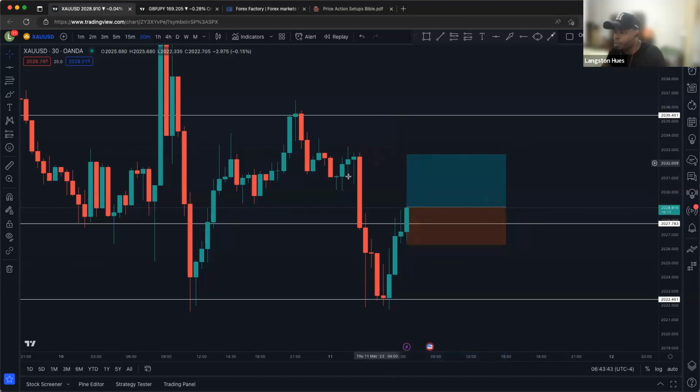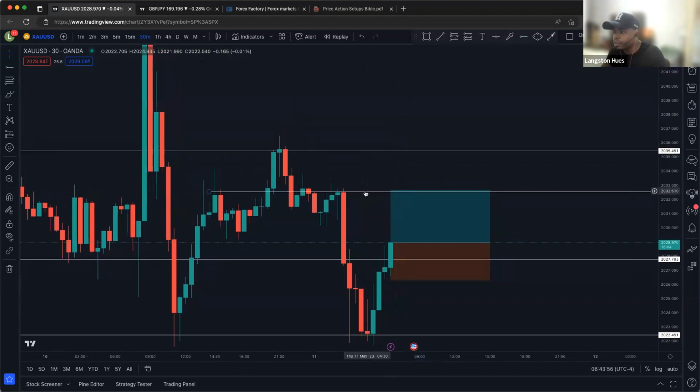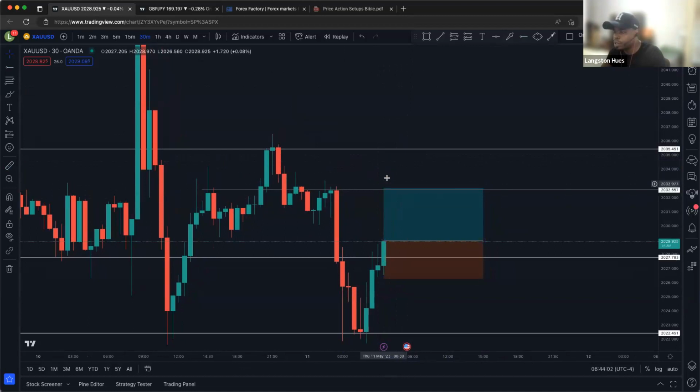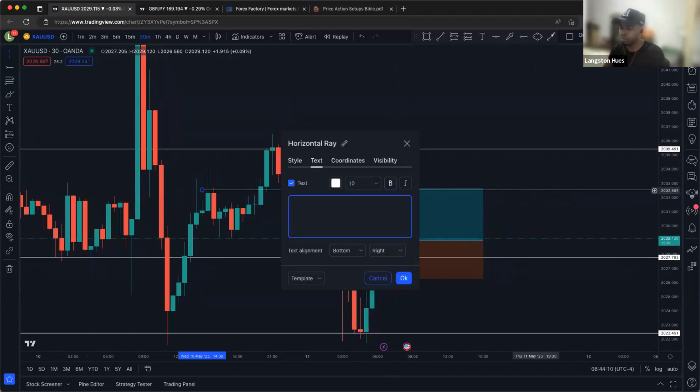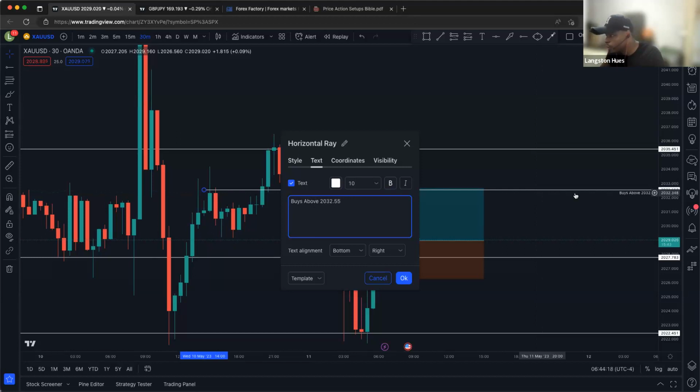So where can we enter? Well, there's this resistance right here, this level. If price could close above here, this range right here is about 26 pips. That's also a good range. So we can look to take buys above this level at 2032.55, right? Yes. Okay.